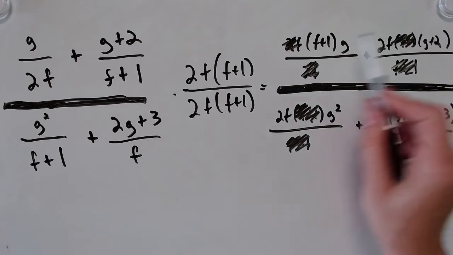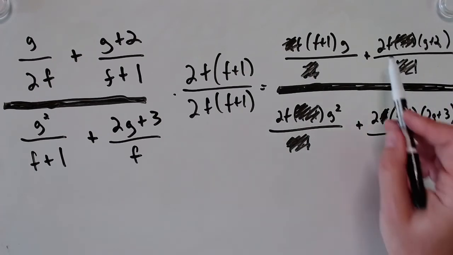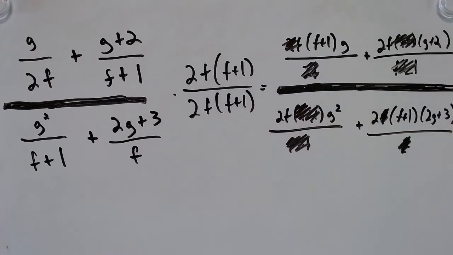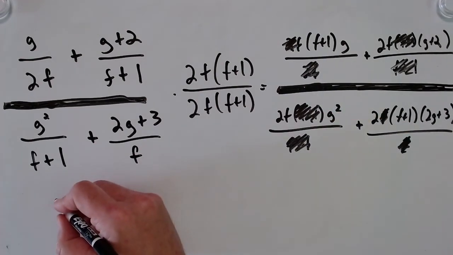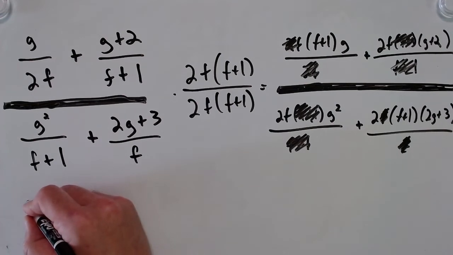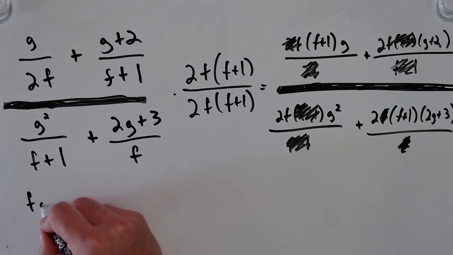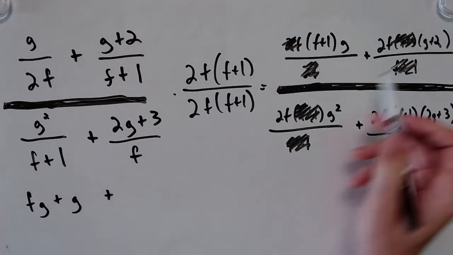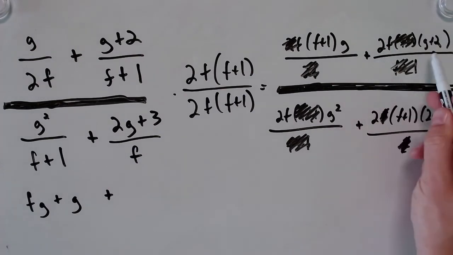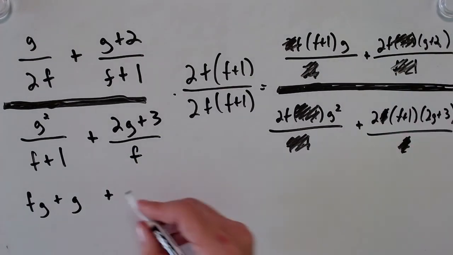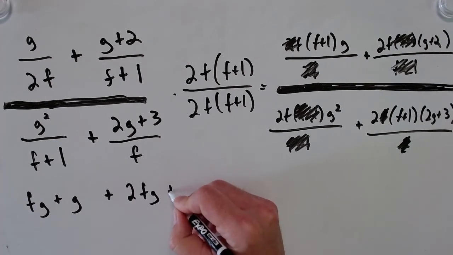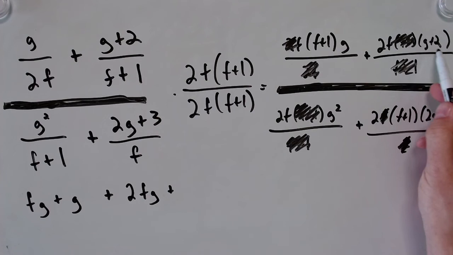So let's just start adding and distributing. We're going to focus on the top here. We have f plus 1 times g, so I'm going to expand that. We're going to distribute, so that's fg plus g, plus, we're going to distribute this 2f to the g plus 2. That's 2fg plus 2f times 2.